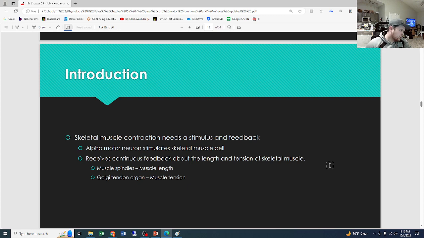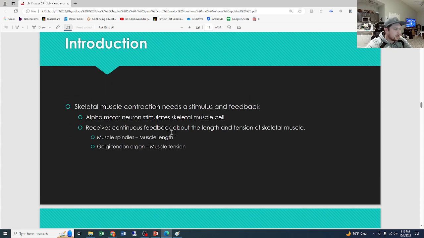Okay, so the alpha motor neuron stimulates the skeletal muscle cells. It receives continuous feedback about the length and tension of the skeletal muscle. So the alpha motor neuron is going to stimulate the skeletal muscle, and our muscle spindles and our Golgi tendon organ are constantly giving feedback about the length and the tension of the skeletal muscle.